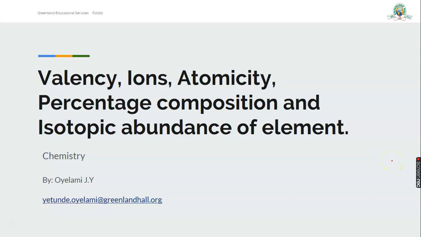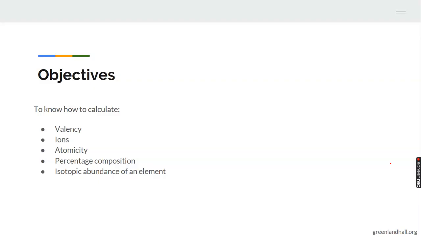So to our objective for today, all we need to know at the end of this class, we should be able to calculate valency. That's one. We should be able to calculate ions, different ions in a compound. That's another one. We should be able to calculate the atomicity of an element, as well as calculating the percentage composition with isotopic abundance of an element.